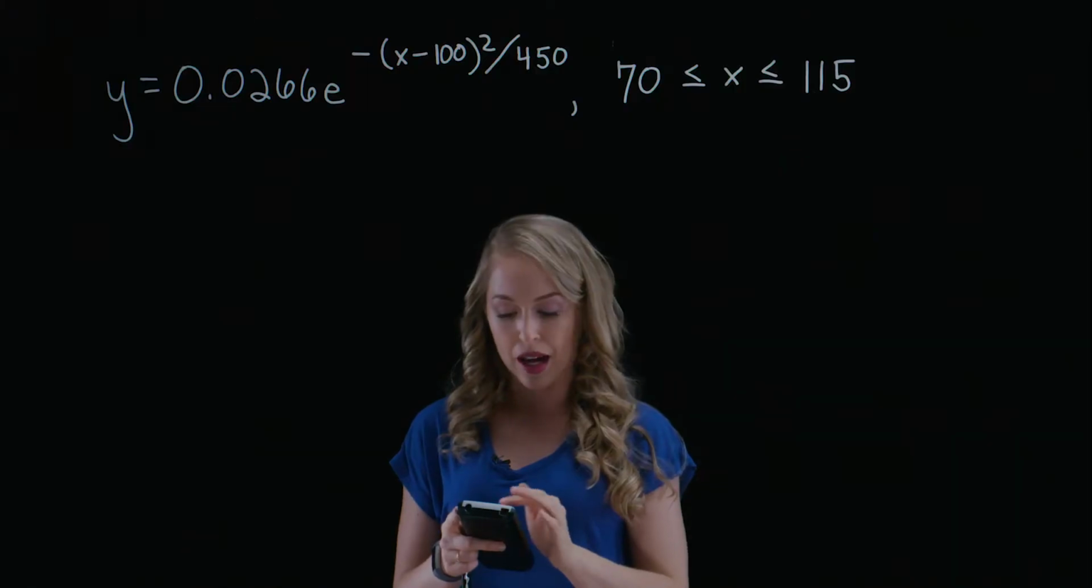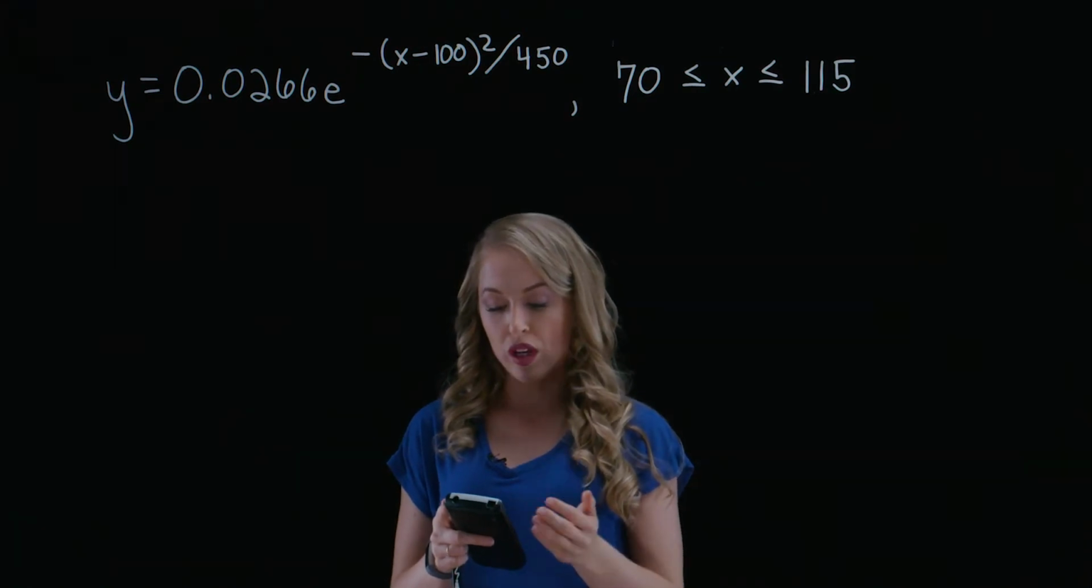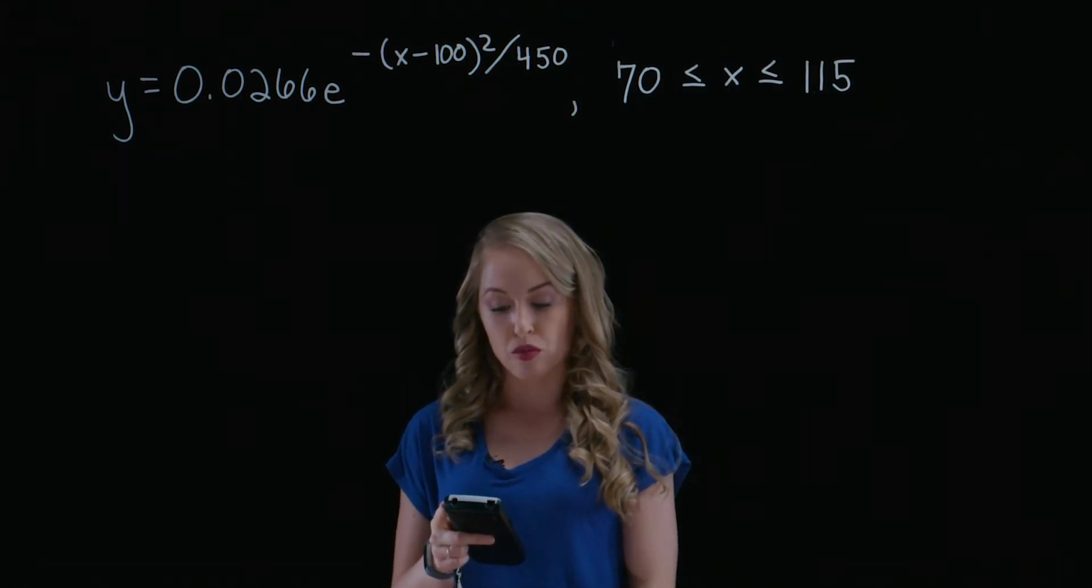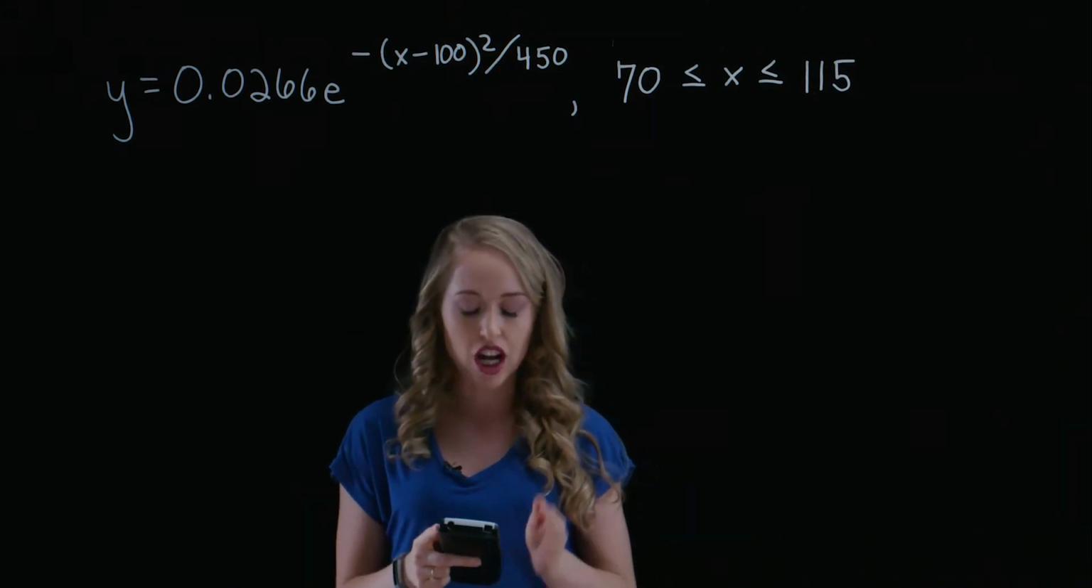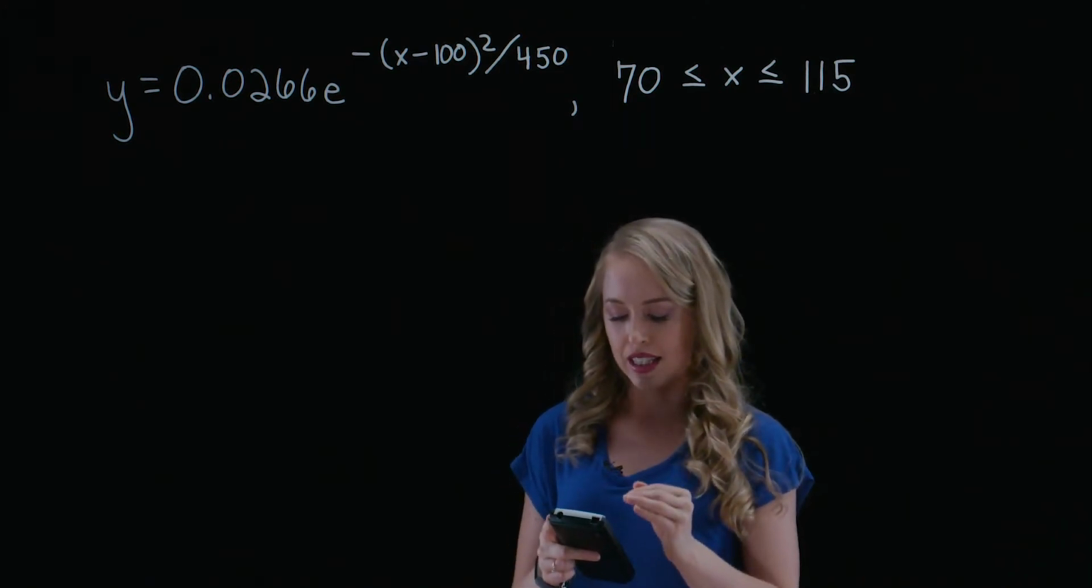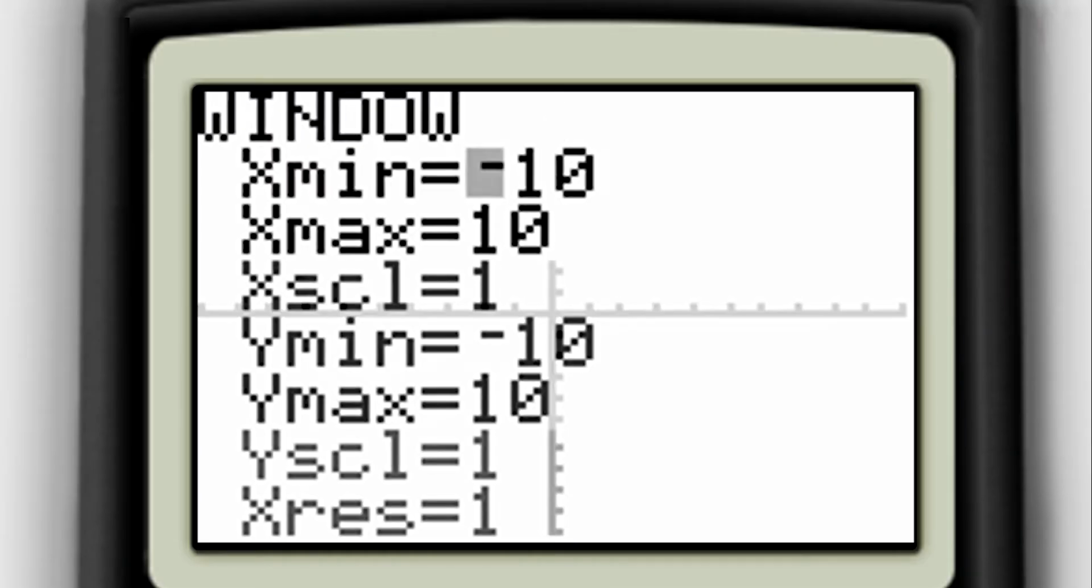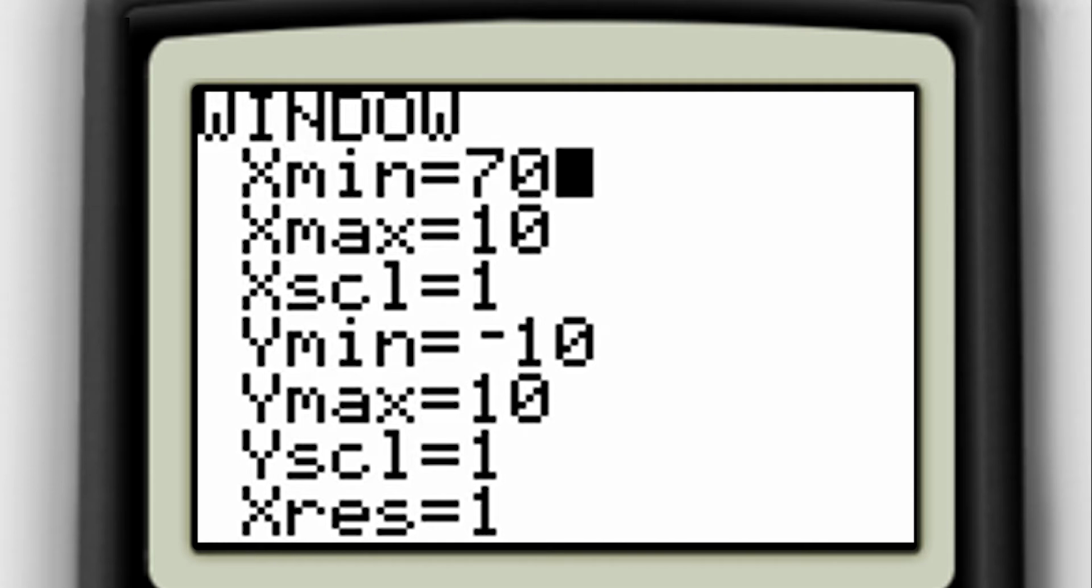Anytime that happens to me, I want to toggle perhaps the window settings, either practice zooming in or zooming out or making some adjustments until I can see what I'm looking for. So in this circumstance, I'm going to go to Window, and they've told me that I'm only interested in the values of x where x is between 70 and 115. So I'm going to change my x minimums and maximums in my utility, set my x minimum to 70 and my x maximum to 115.